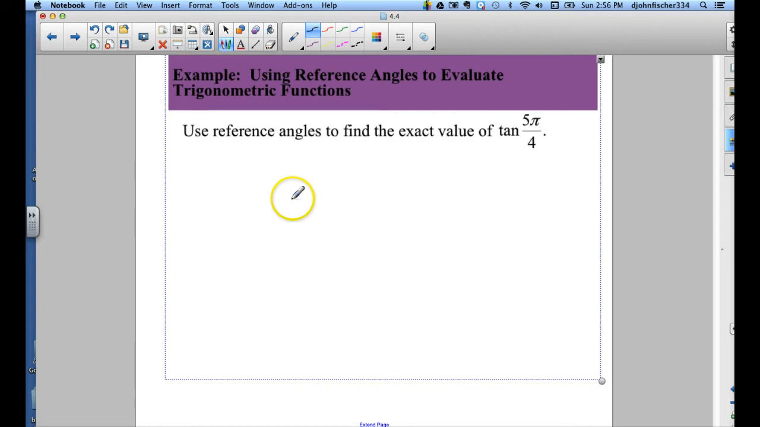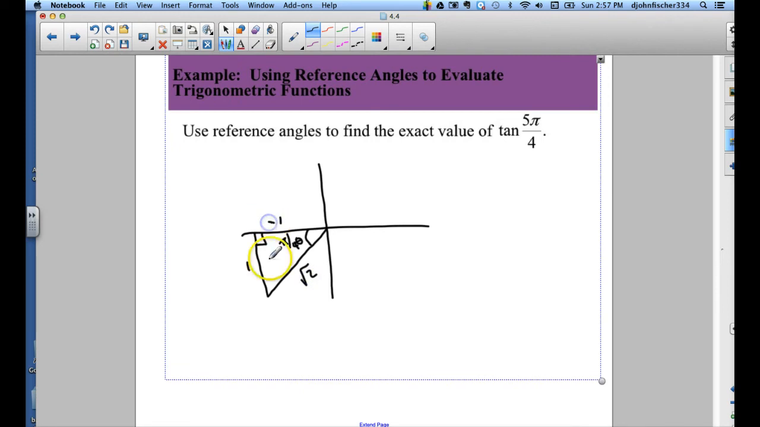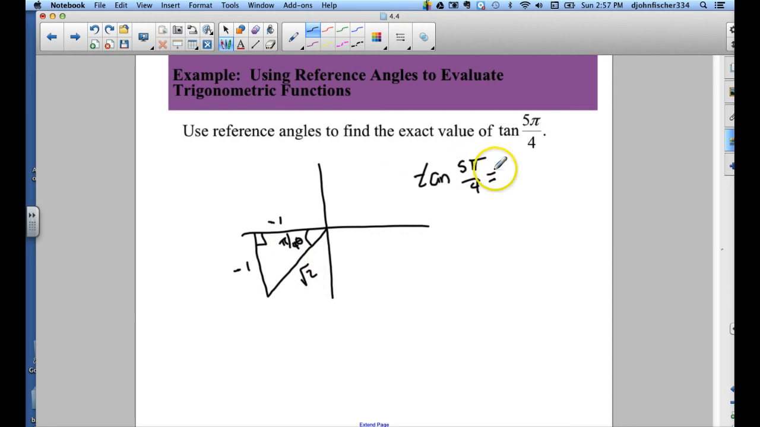Let's try this. Tangent of 5 pi over 4. Well, 5 pi over 4. And now that's a little harder. Here's 7, so 5 pi over 4 is over here. This is 4 pi, so my reference angle here is pi over 4, which is a 45 degree angle again. So this is 1, 1, and square root of 2. Now, we have to be careful because in this quadrant, x and y are both negative. Now we want tangent of 5 pi over 4. Tangent of 5 pi over 4 is y over x, which is equal to negative 1 over negative 1, which is equal to 1 on this one.